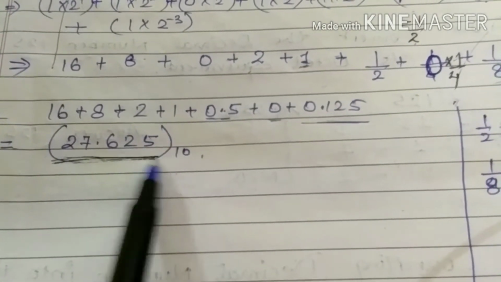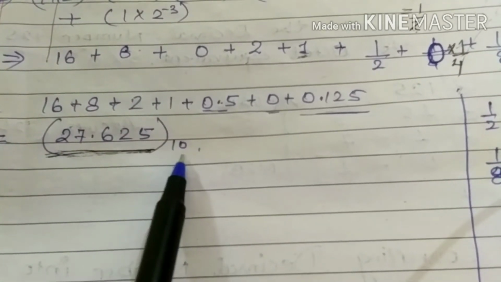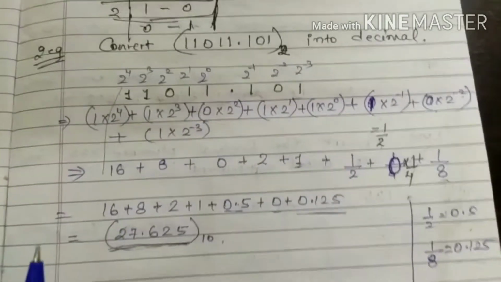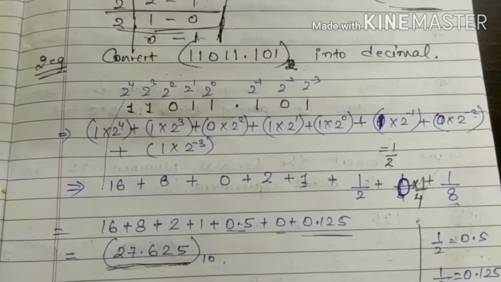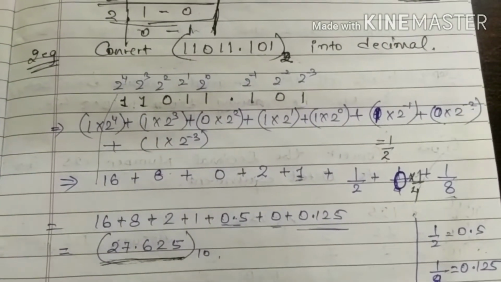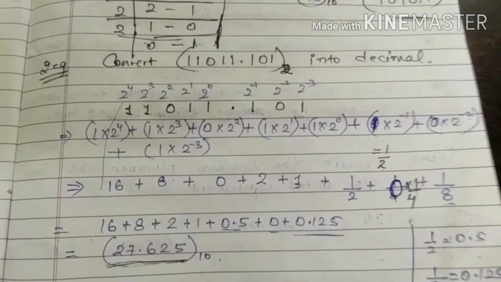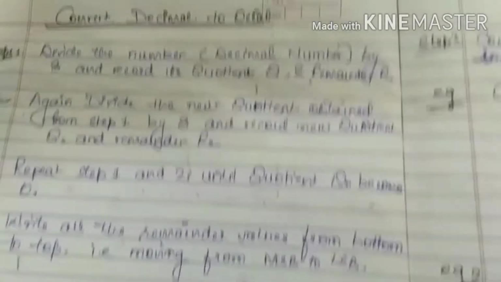27.625. And now this is what? The equivalent decimal number. So this is the process of how we need to convert from binary to decimal. Yes, children, is it correct? Now let us proceed further.